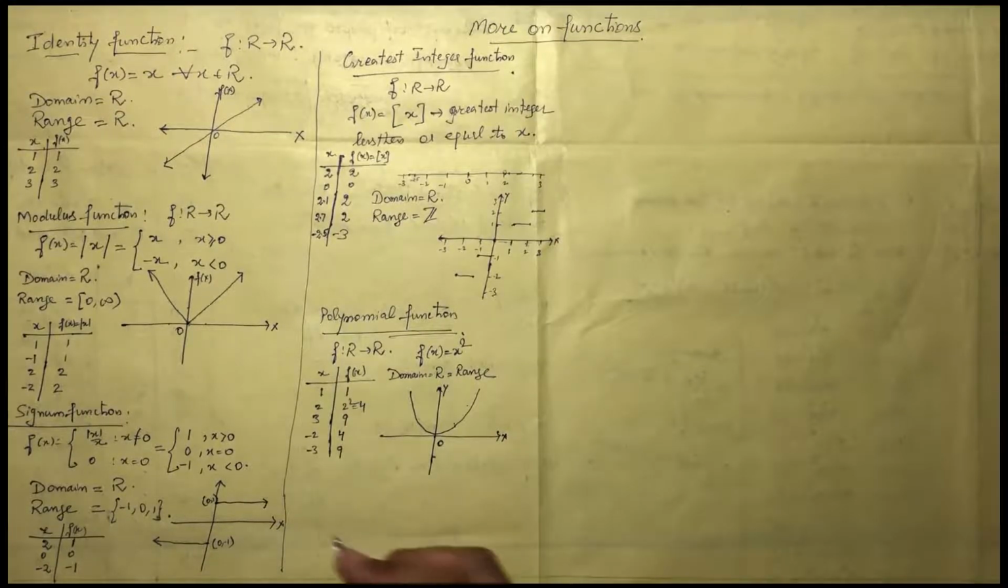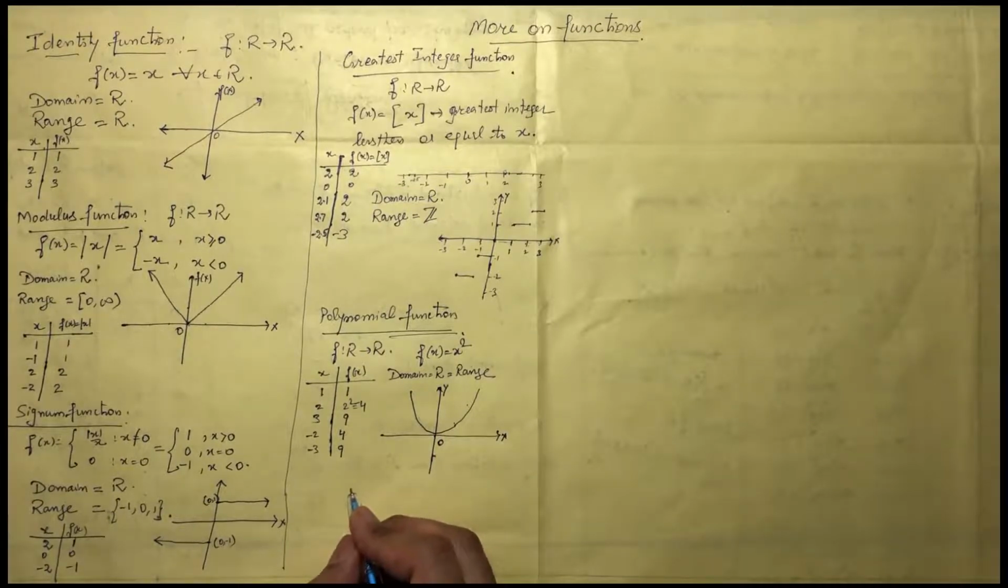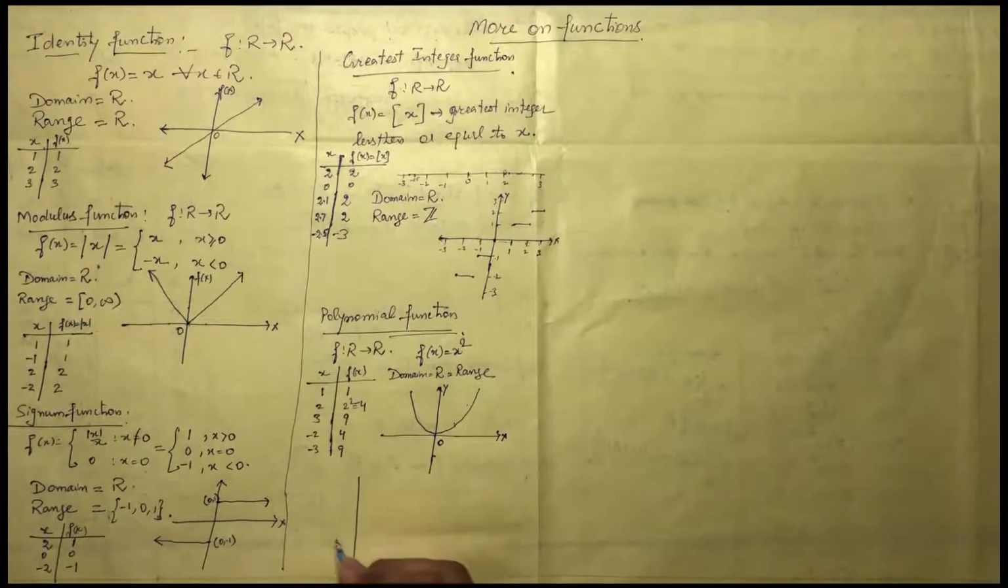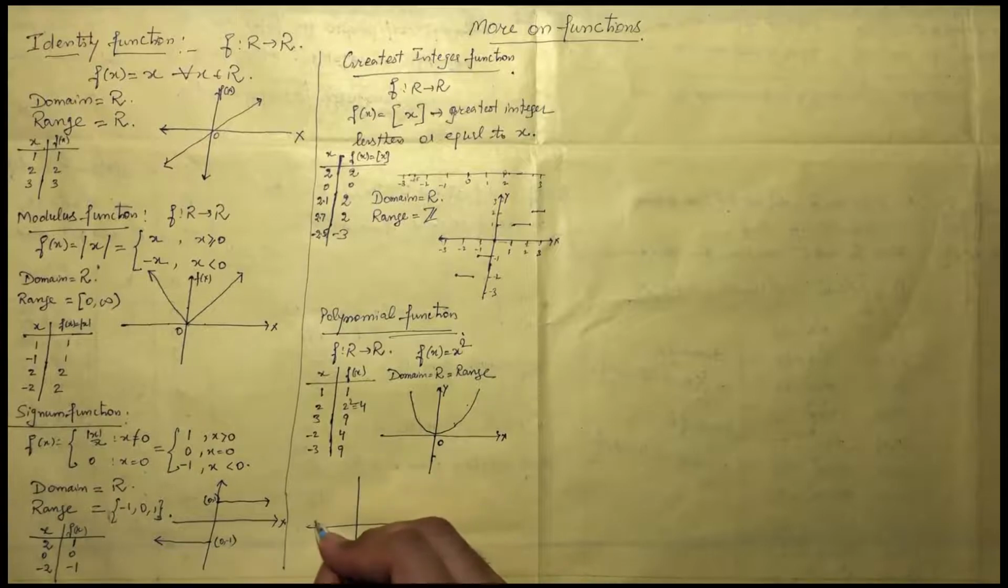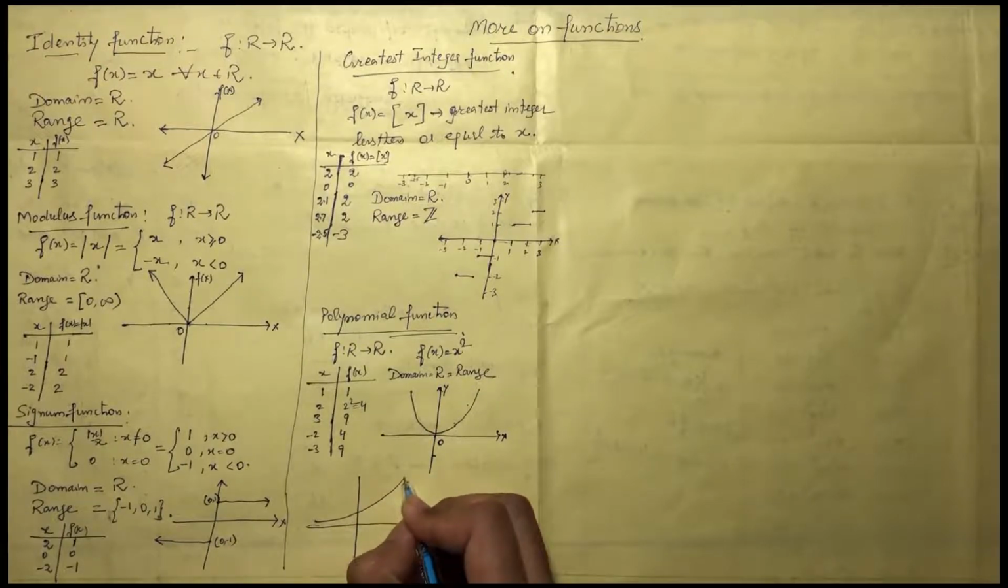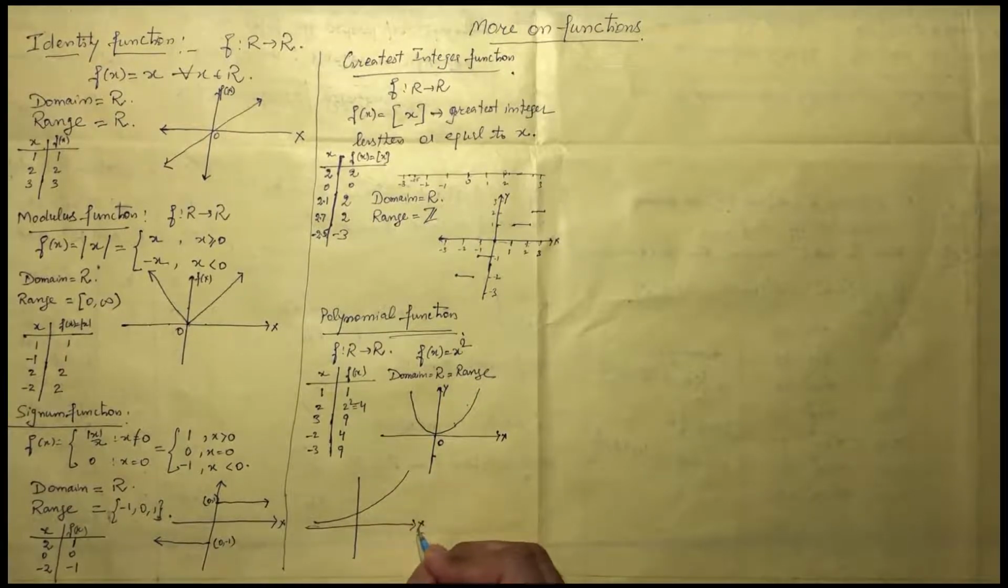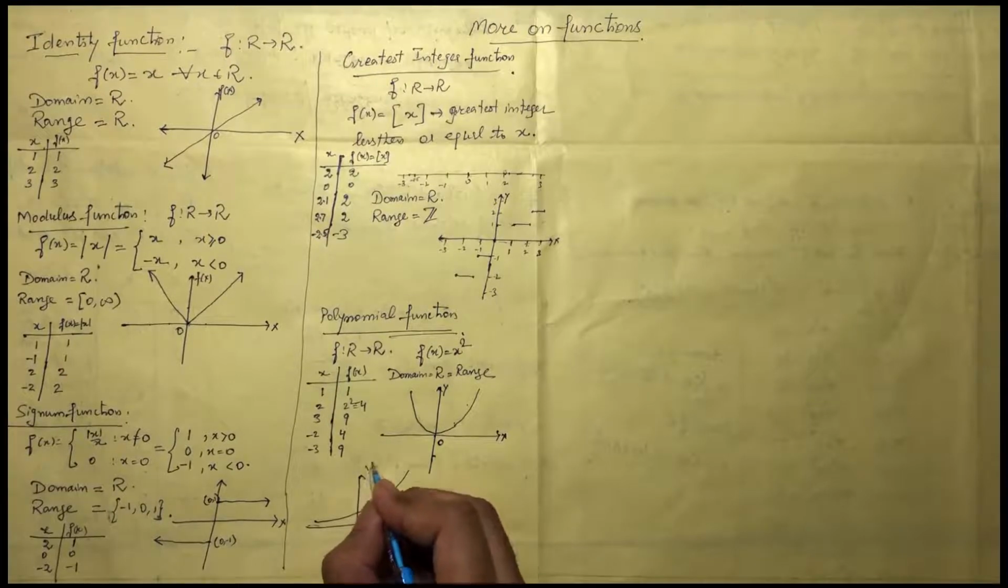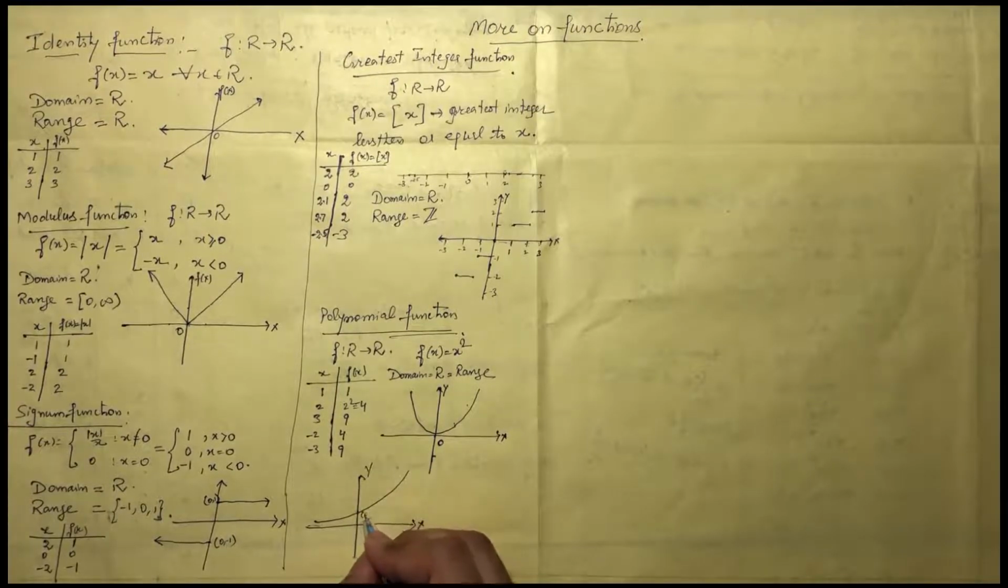Now, next is the plot of the exponential function e power x. Here we just have an idea of the exponential function. The plot is like this. This is x and this is y. This is (0, 1). Y is equal to e power x.